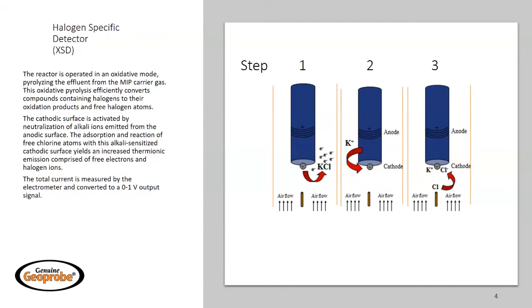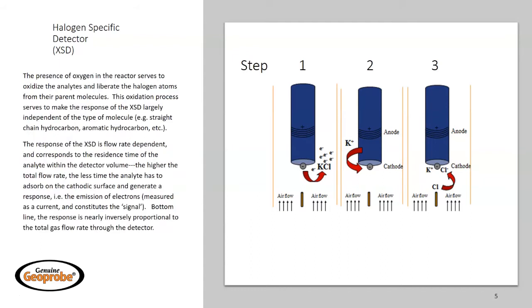The XSD utilizes oxygen, or air, within the detector to oxidize the analytes and separate the halogen atoms from their parent molecule. This process makes the XSD independent of the structure of the molecule. The XSD is also flow rate dependent. The faster the carrier gas moves through the detector cell, the less time for the analytes to absorb to the cathodic surface. The response is nearly inversely proportional to the total gas flow rate through the detector cell.